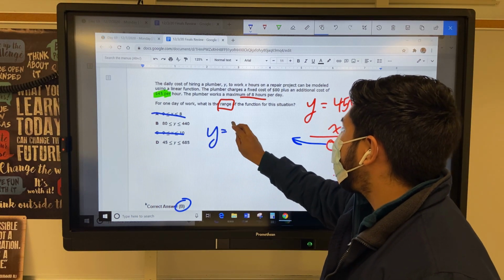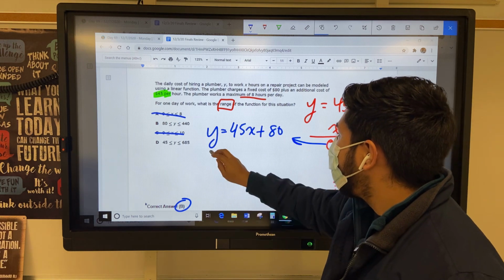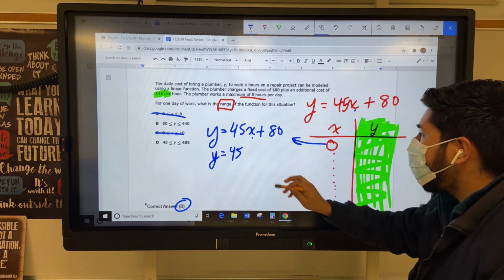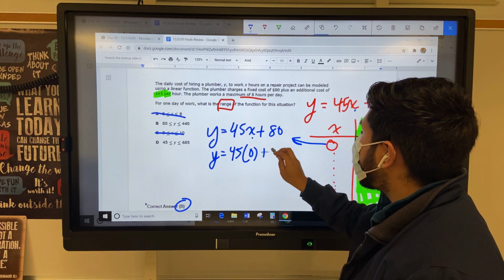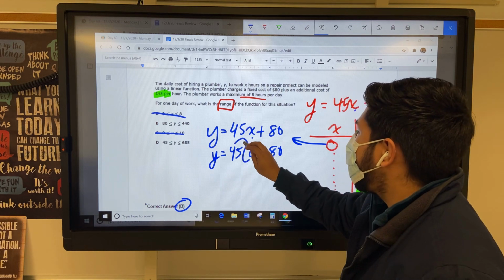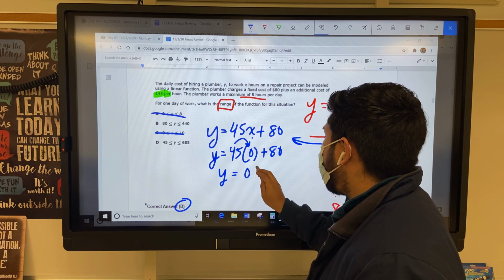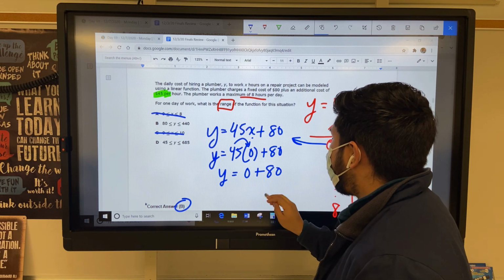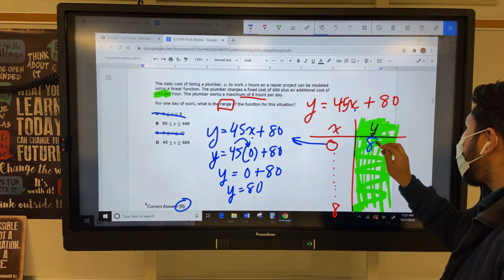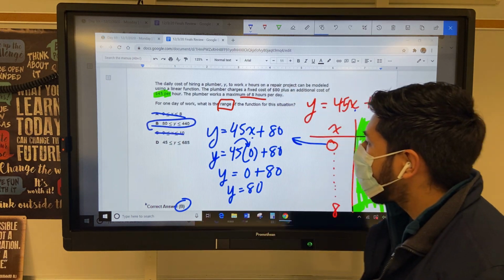So Y equals 45X plus 80. Y equals 45, I don't want that X, I want that 0, parentheses, plus 80. And then we just solve it real quick. 45 plus 0 is just 0. Plus 80. 80 plus 0. Y equals 80, which goes right here. The only answer choice that has 80 is B.